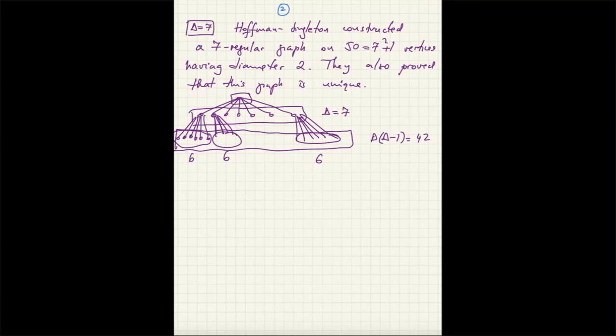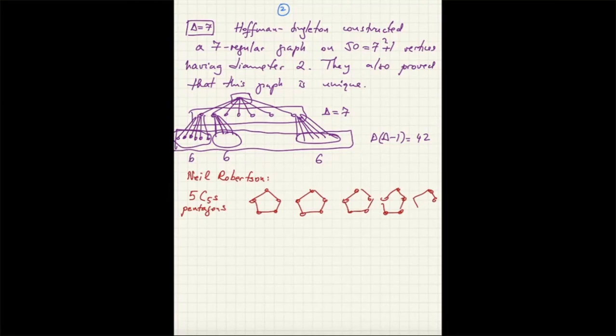One construction, which is due to Neil Robertson, is the following. You consider 5 C5s, let's call them pentagons. So you draw them in the way we draw pentagons. And the vertices in here can be identified with the Cartesian product Z5 times Z5. And here we'll have 0 star. The star can be anything from Z5, here 1 star, and so on, and here it's 4 star.